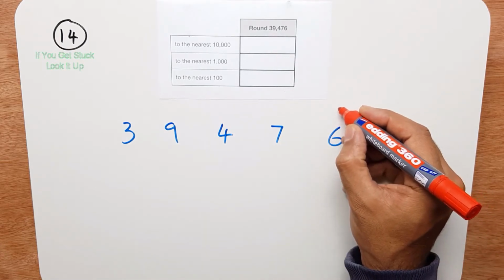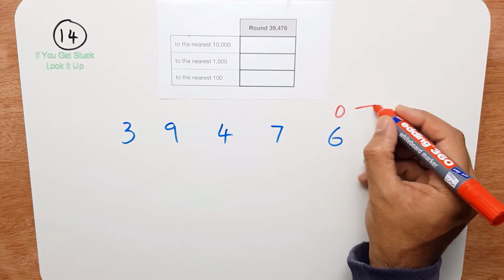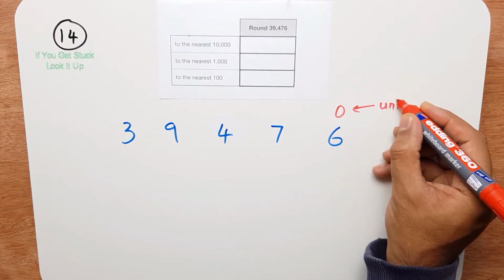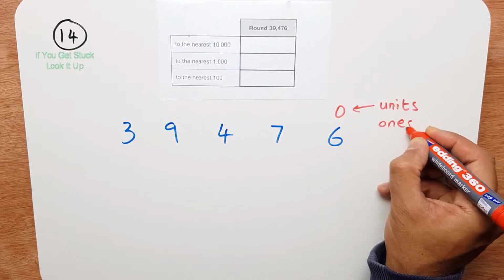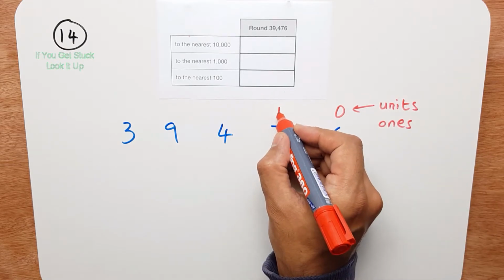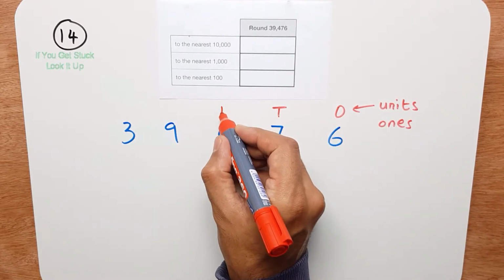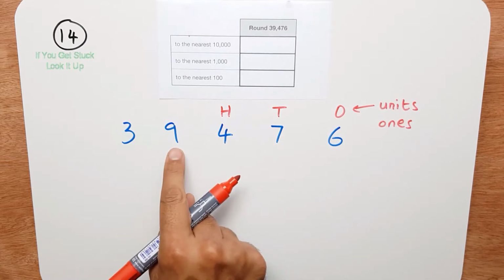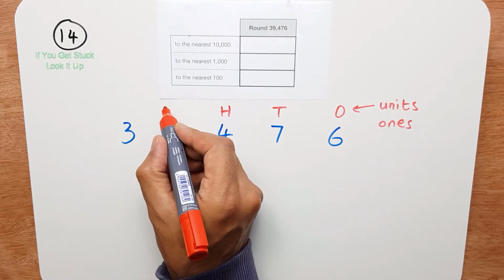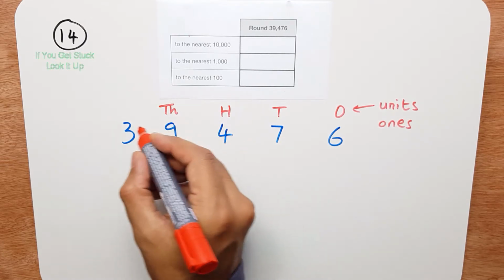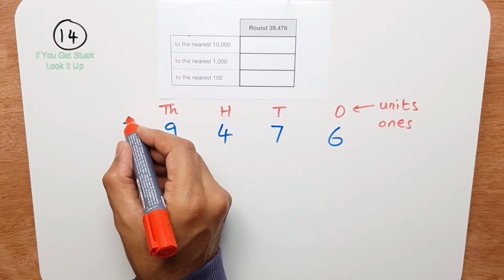So this is the ones or the units column. This is the tens column. And this is the hundreds column. Now this here is the thousands column. And this is the tens of thousands column.